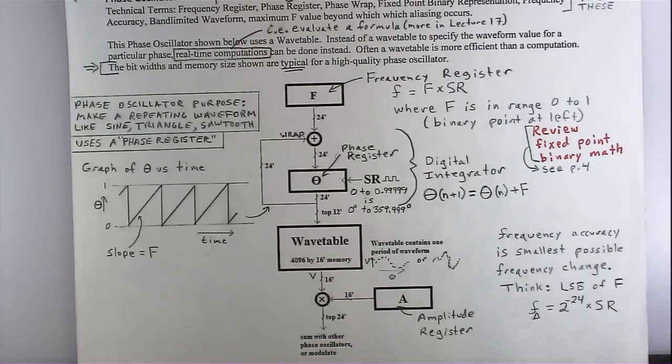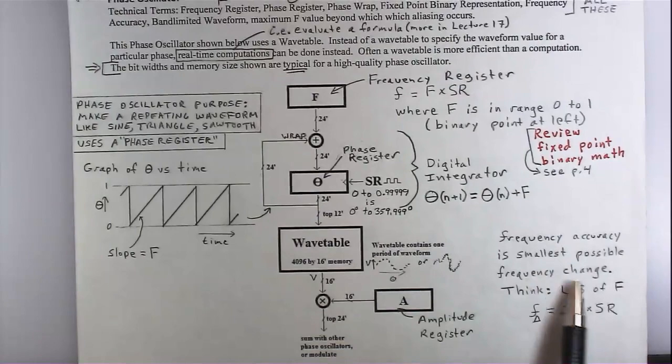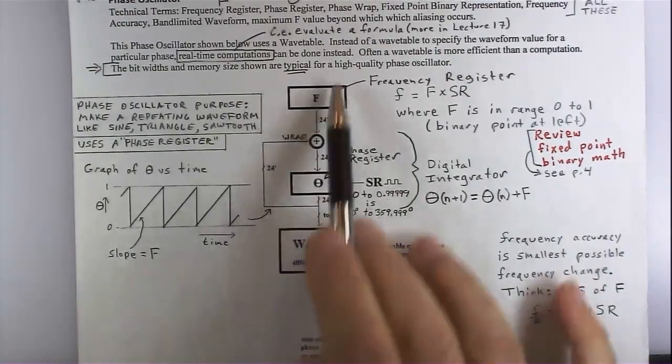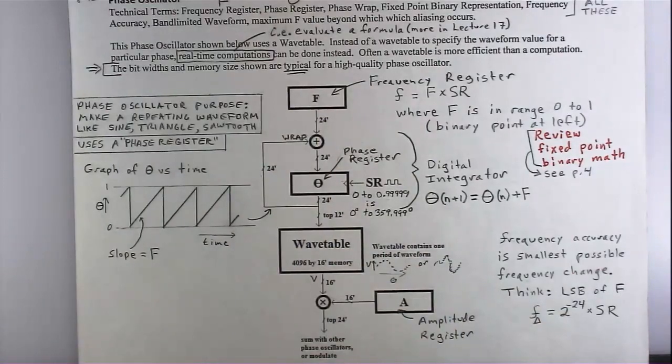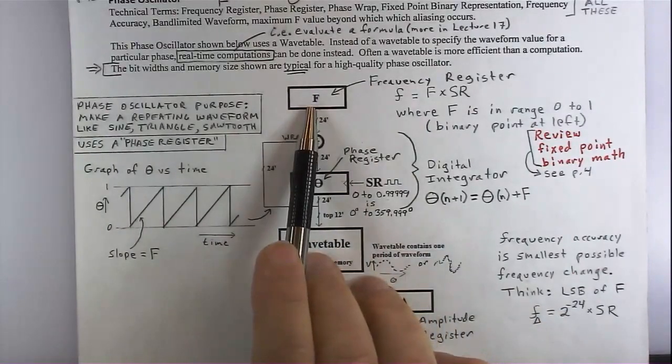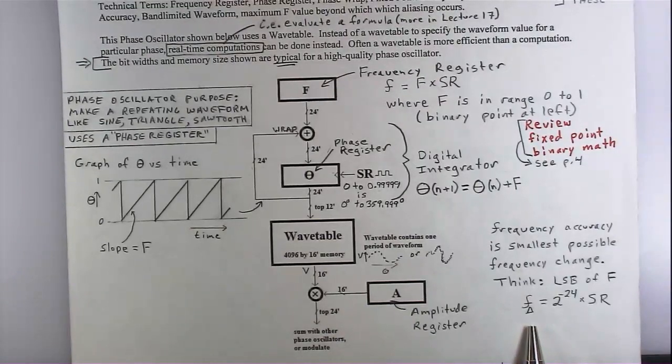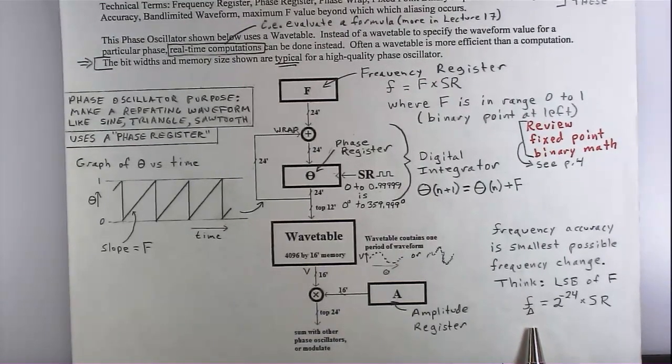So frequency accuracy, it says here, is the smallest possible frequency change. This is another way to think of it. What is the smallest change you can make in frequency here? You change the least significant bit of f. So there's a little formula here that tells you f delta, which is a symbol that we often use for frequency accuracy.